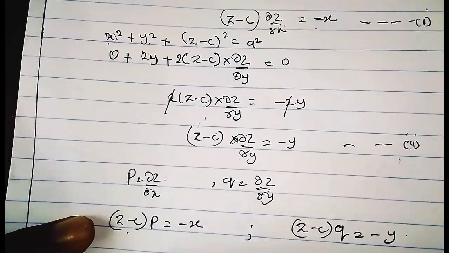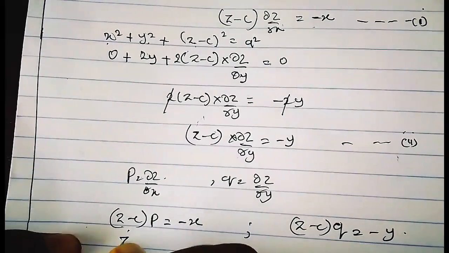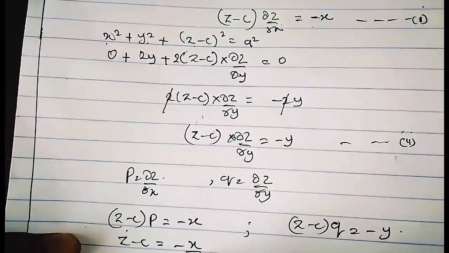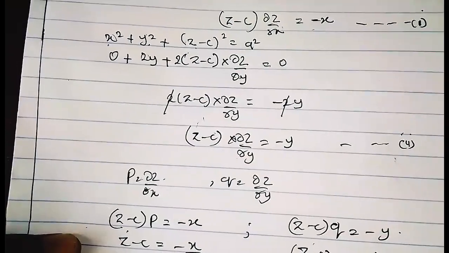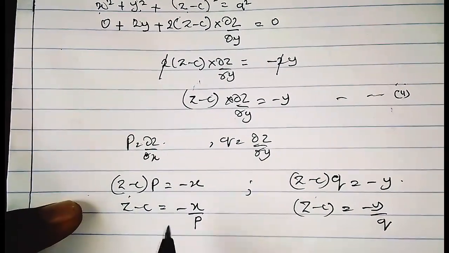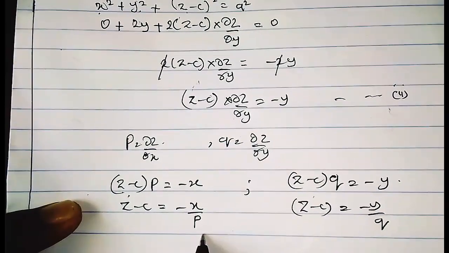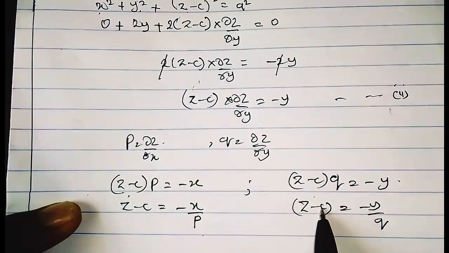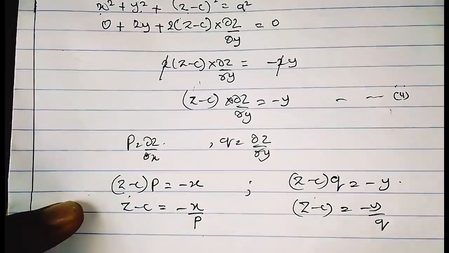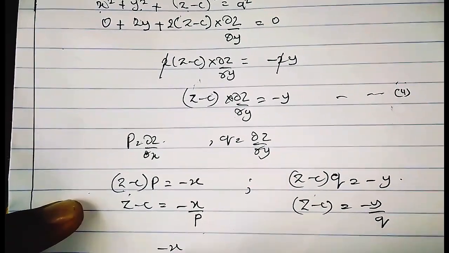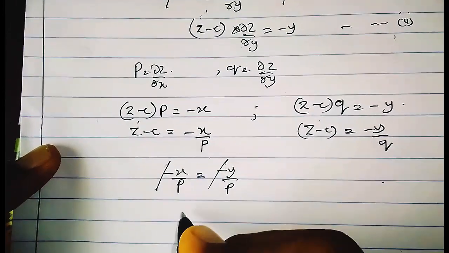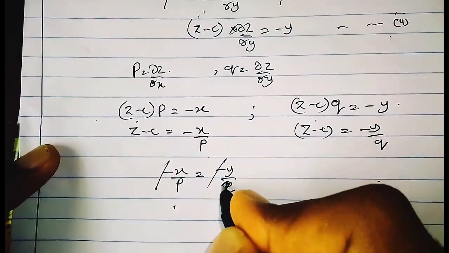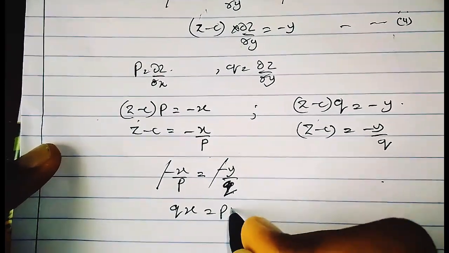Making z minus c the subject of formula, this is z minus c equals minus x over p. And making z minus c the subject of formula from equation 2, this is minus y over q. So equating the two equations, minus x over p equals minus y over q. So minus will cancel minus, and I'm left with qx equals py.